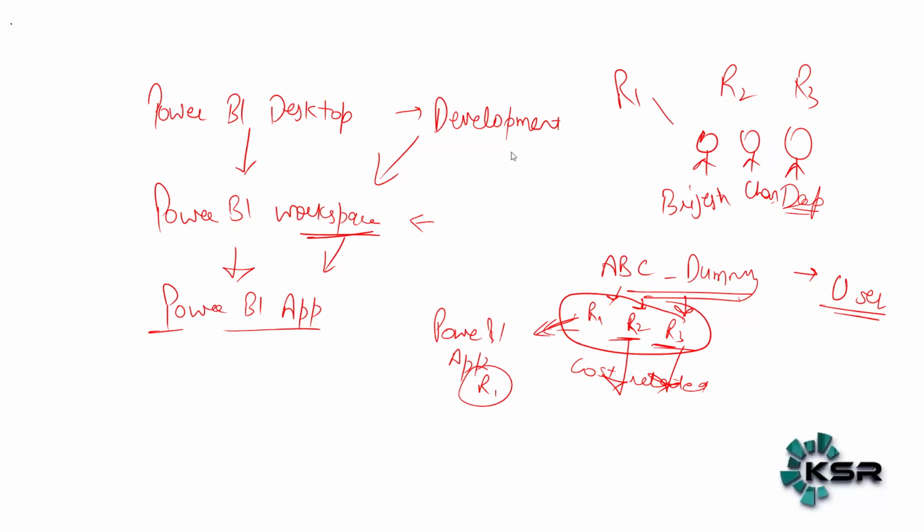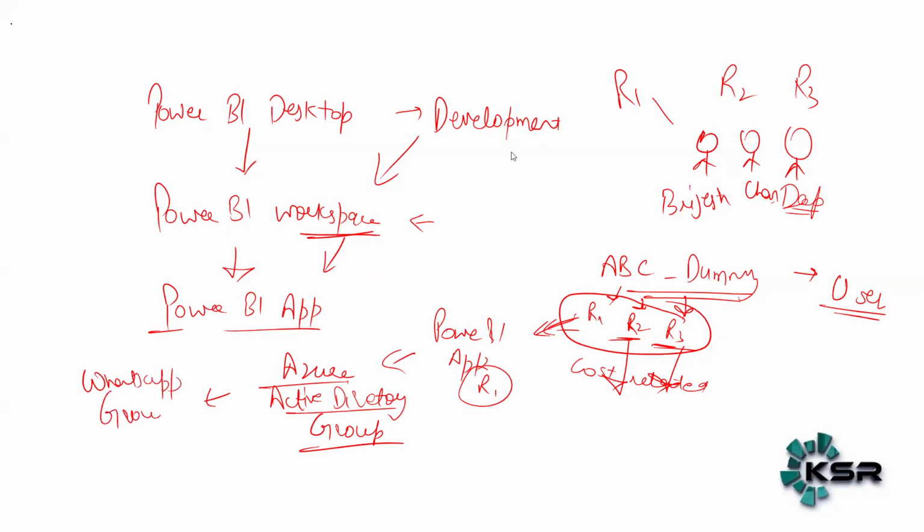Suppose the audience is 100 people, right? If you write 100 emails one by one, that will be too hectic for you, right? So for that, you can simply create an Azure Active Directory group. Guys, don't get overwhelmed by the words Azure Active Directory group. You can relate it to a WhatsApp group where many people are there. Suppose your 100 people are in the Azure Active Directory group. Then you give access to this group, and all the 100 people will get access to this Power BI app.